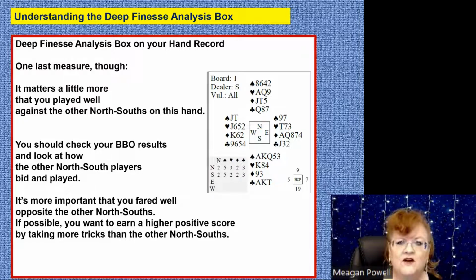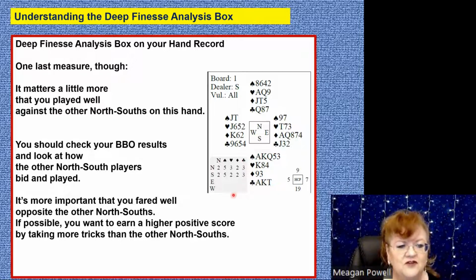You will see what their percentage was, and you'll see how well you fared against those North-South players on this board. That matters more, that you took, hopefully, as many, if not one more trick than those North-Souths did. And if it's 5, fantastic. But you absolutely want to take as many tricks, winning tricks, in this contract as the other North-Souths. Really what you want is to take one more if possible.